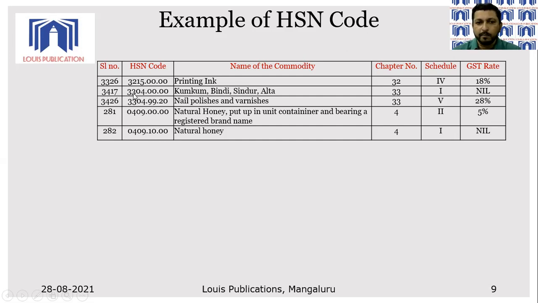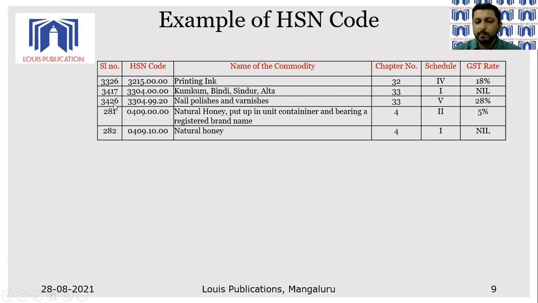Let's look at another example. This product number 3417, but the HSN code is 3304. Again, no sub-classification, no sub-classification. Kumkum, Bindi, Sindoor, Alta. So chapter number 33. See, the first two numbers that you see over here indicate the chapter. As you see, it is 3215, so 32 is a chapter number. More about it, we will understand. So it is nil rated.